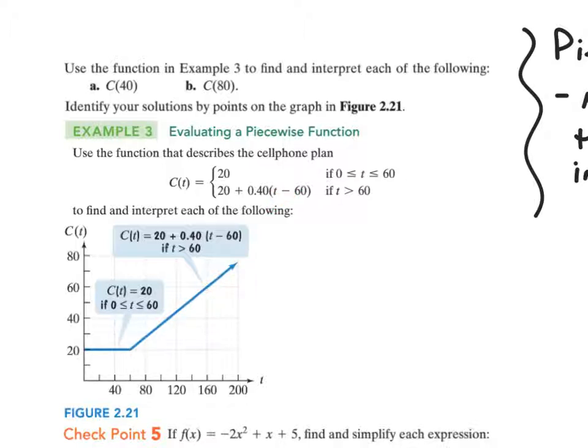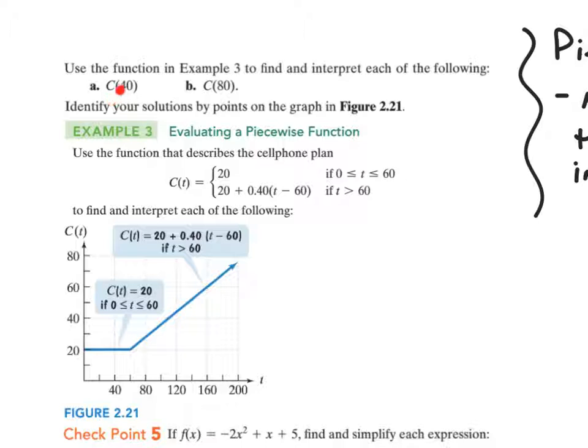So what I have is multiple graphs. I have two different lines on the various intervals, and that's essentially what a piecewise function is. And so you have to say, all right, here's this graph, here's that graph, here is the domain, here is the interval in which it exists. And then we have this graph here over this interval. And so that's how I figure that out. So what they want us to do, it says use the function in example 3 to find and interpret each of the following.